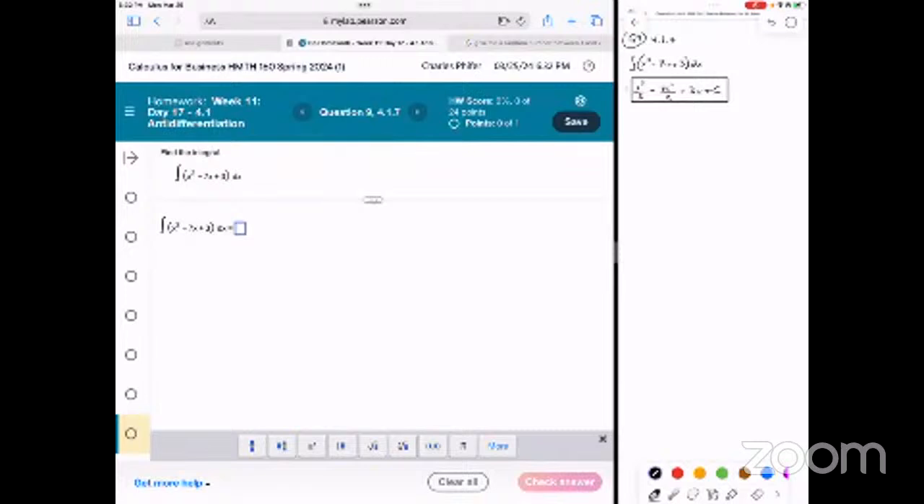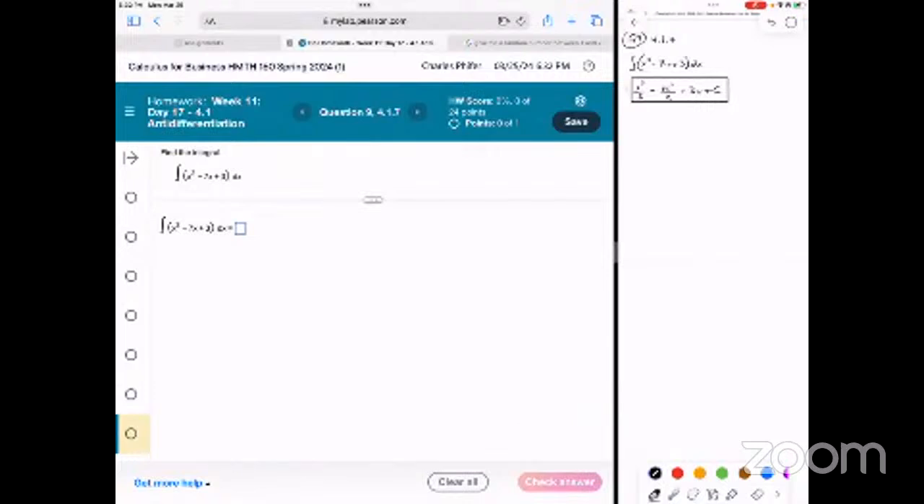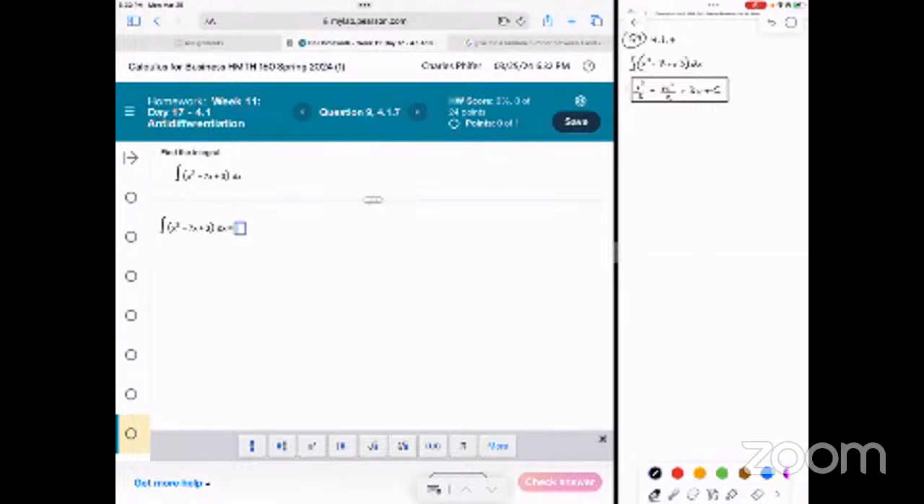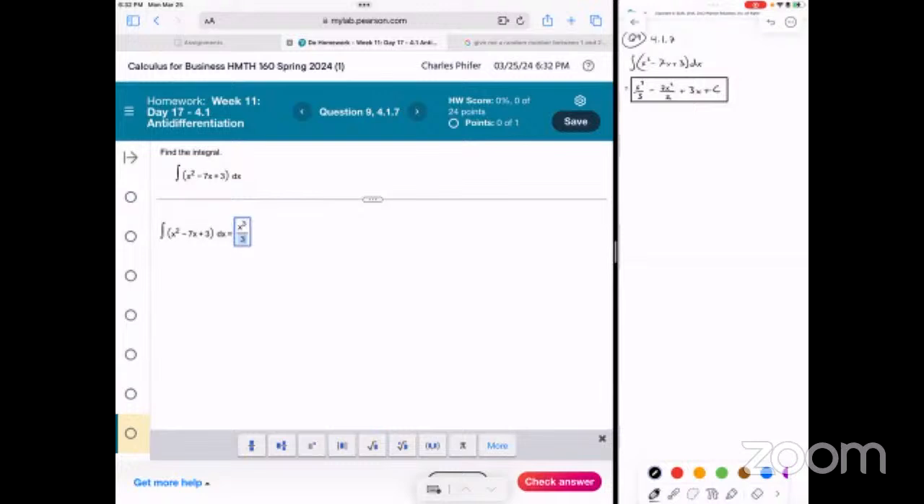Okay. So we've got x cubed over 3 minus 7x squared over 2, plus 3x plus c, and let's do a capital C. I don't think it really makes a difference, but okay. So let's go to question number 4.